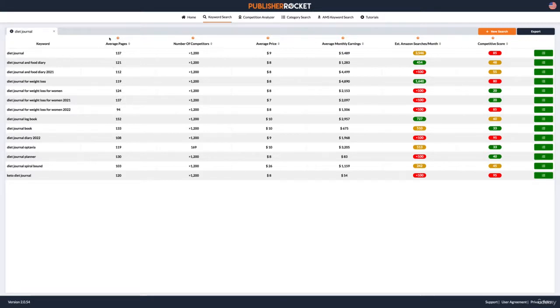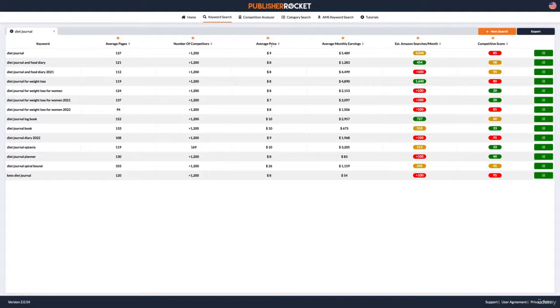First of all, we got the average number of pages right here. In this niche, the average books have a length of 137 pages. Then down below, diet journal and food diary, the average length of the book is 121 pages, 112, 119, and so on. Then of course, we get the number of competitors on Amazon. In this niche, we have more than 1,200 competitors, then more than 1,200, and down here, there's one niche where we only have 169 competitors.